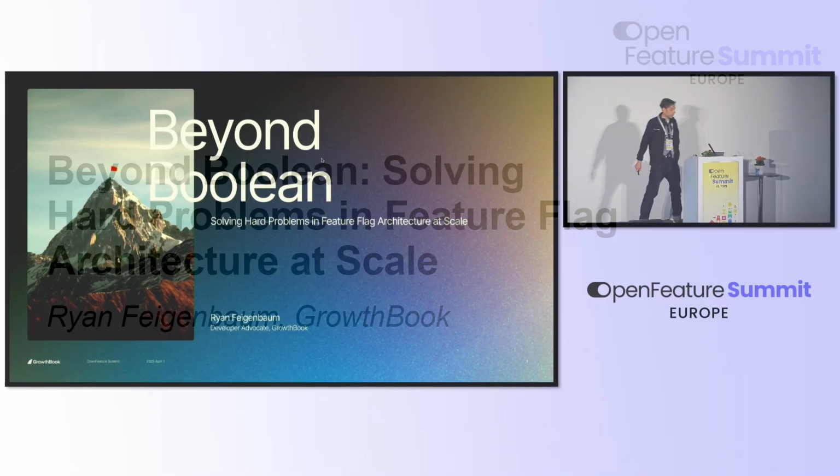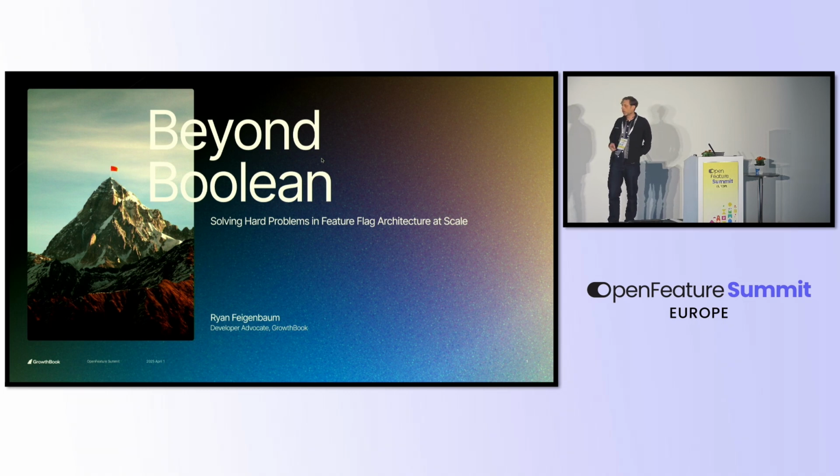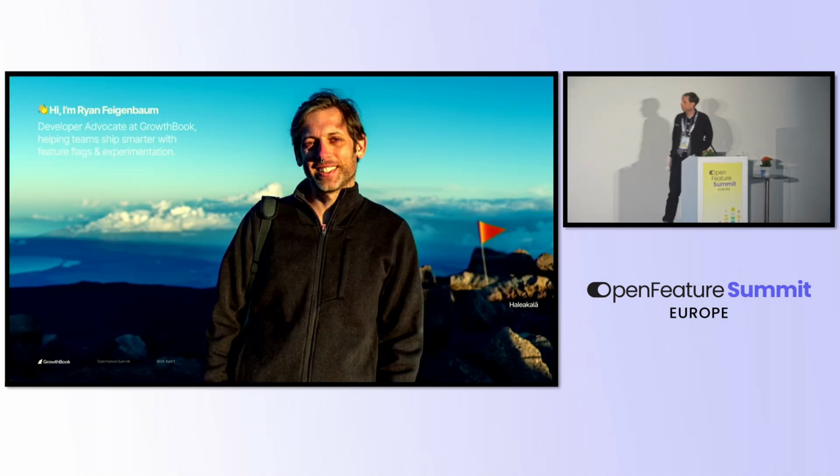This is Beyond Boolean, solving hard problems in feature flag architecture at scale. We've already heard a lot of presentations today talking about this, and I'm going to have a little bit different take, talking about some of the things that go along with getting to thousands of feature flags. So I am Ryan Feigenbaum.